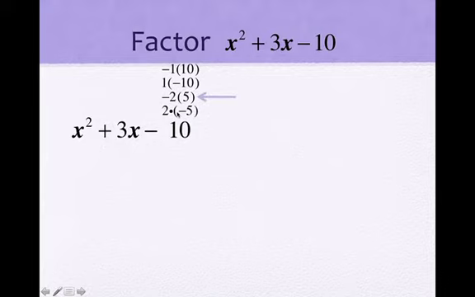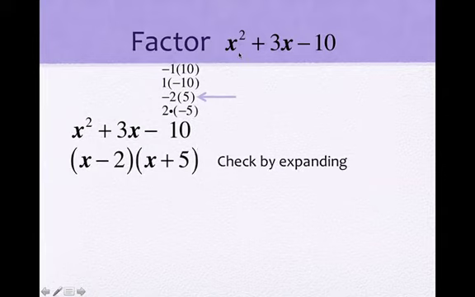And so you should quickly find that this is the pair that makes negative 3. So it adds to make positive 3, and multiplies to make negative 10. So these are our factors. So x minus 2 and then x plus 5. So this is the answer.